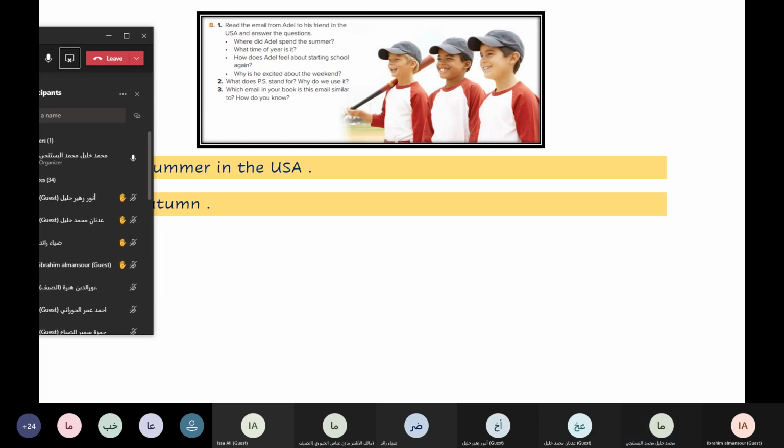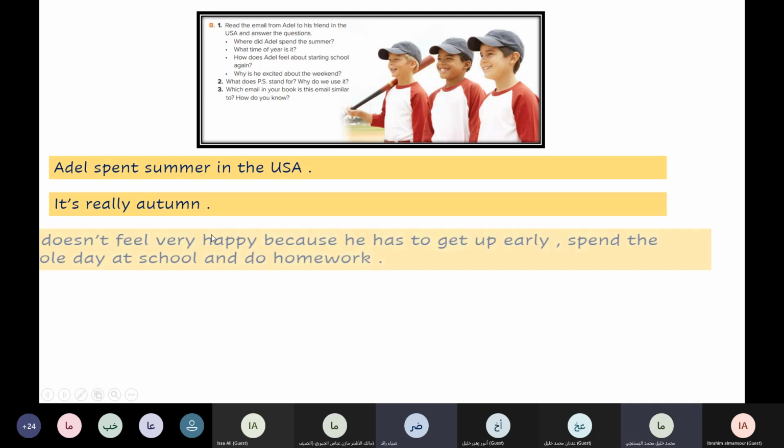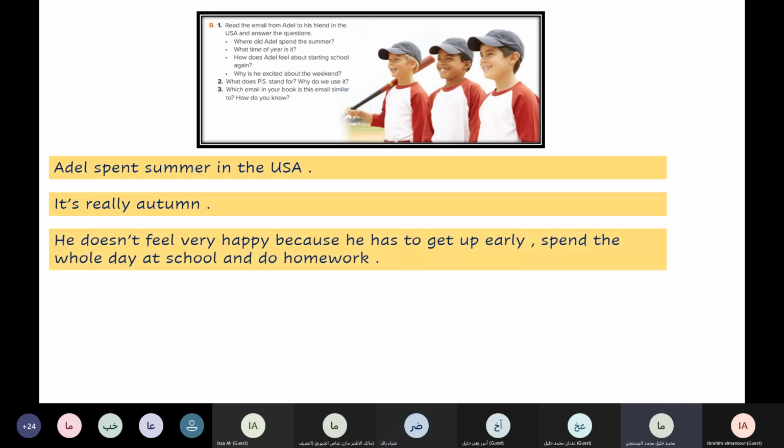Dia, read the third question in number 1. Okay. How does Adil feel about starting school again? He doesn't look happy. Yes, he doesn't feel happy. Why? Because he has to get up early. "This is our first week back and everyone's trying to get used to getting up early, and spending the whole day at school and doing homework."